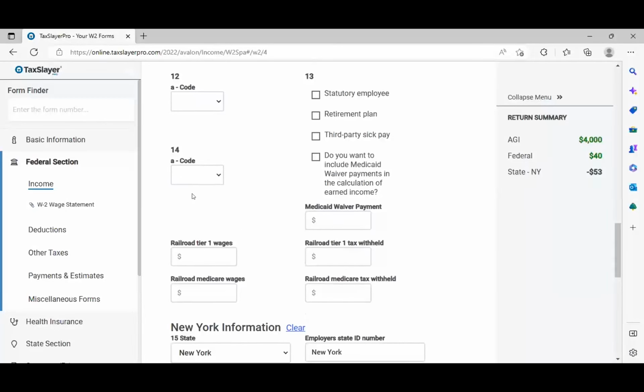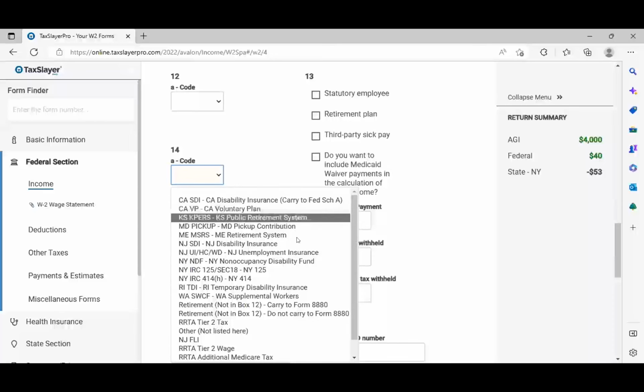Box 14 has important information. As you can see, it varies by the state, but let's highlight the New York amounts. And guess what? See what I'm highlighting right now? IRC 125, the cafeteria contribution. 414H for municipal workers, their contributions to their New York City retirement or state retirement plan.